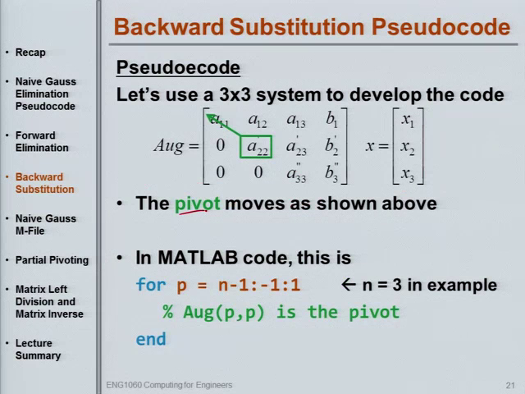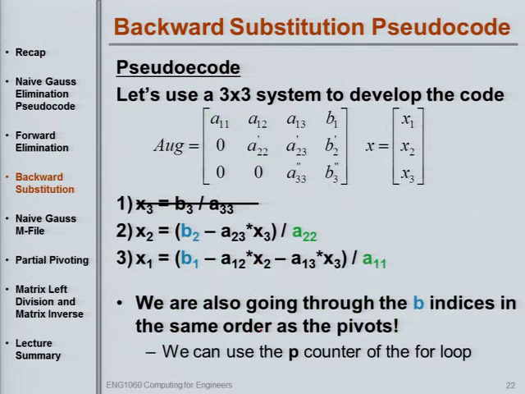Purely the pivot code, you do this in MATLAB for P goes from n-1. Remember, we're going to exclude the very last row. P goes from n-1 in steps of -1 all the way back to 1. So we're going to subtract 1 from n-1 each time until we eventually get to 1. And the pivot is just augmented matrix PP. Not only are we going backwards with the pivots, we're also going backwards in the B. We're going up here with the B's that we use.